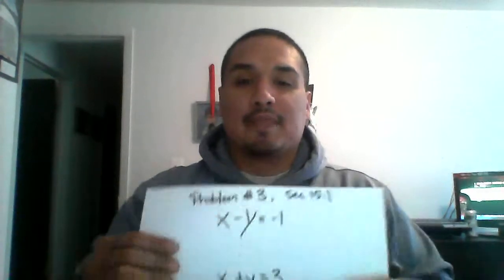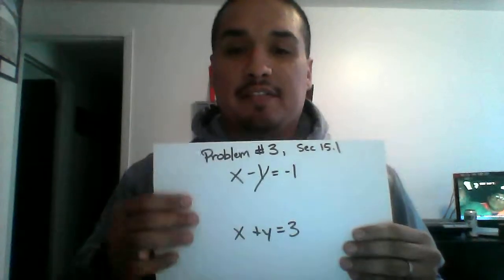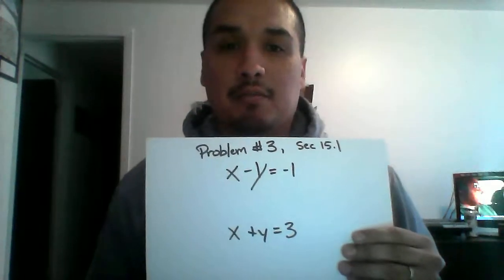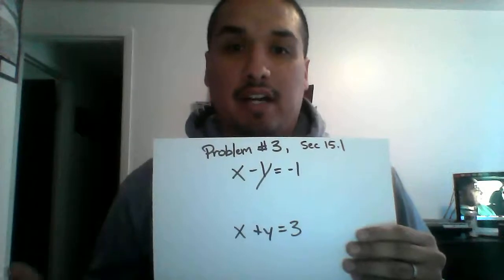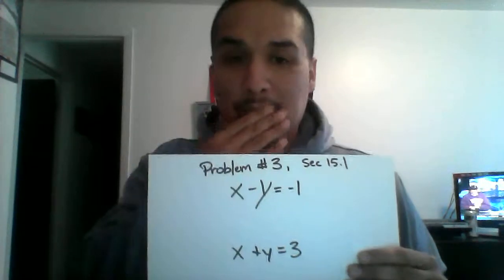And what we're going to do is solve the systems of equations by graphing. In this problem, they give you two equations that you have to solve and graph. It's pretty simple. The first step is to find the x and y intercept for both equations, and then once we get those intercepts, we're going to graph them.